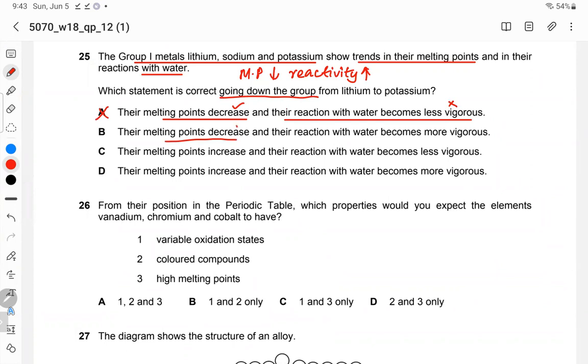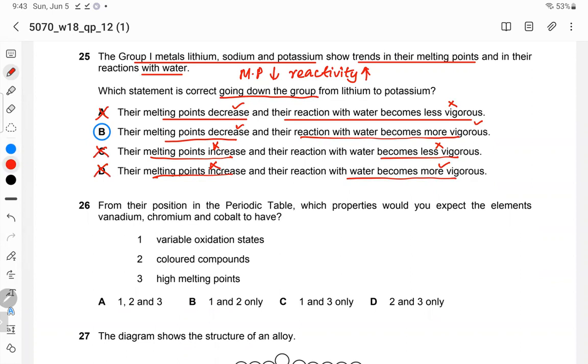The melting point decreases and their reaction with water becomes more vigorous. Both are correct. Becomes less vigorous with water goes wrong. Melting point increases, goes wrong. And this one, so B is our correct answer. C and D go wrong as well.